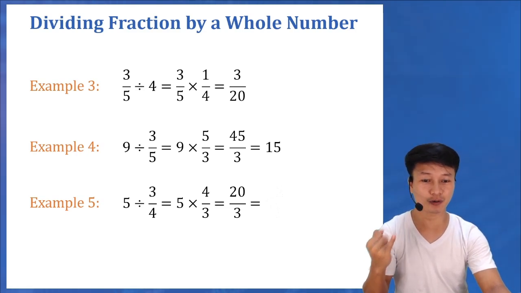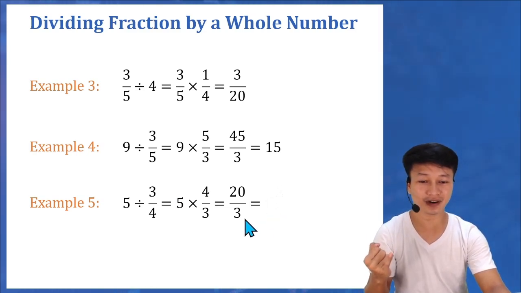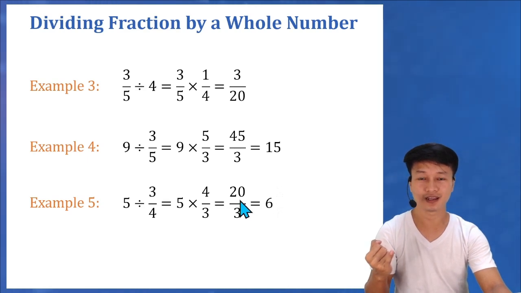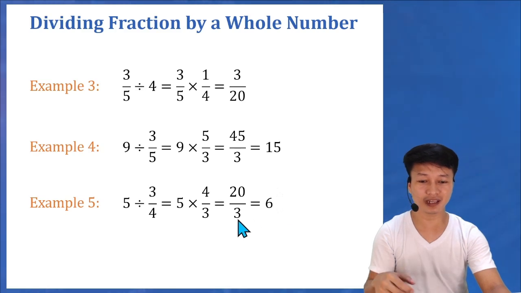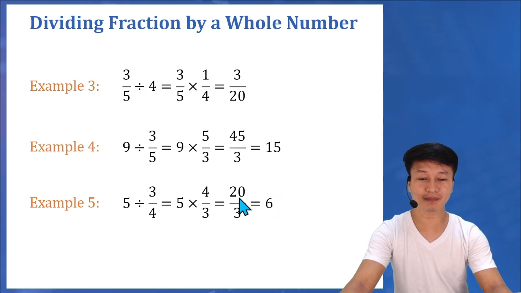Lalagpas na. It means there are only 6. So we can say there are 6 3s in 20. So if you're going to multiply 6 by 3, the result is 18. Ilan na lang ang kulang para maging 20? So yung kulang ay 2 na lang.